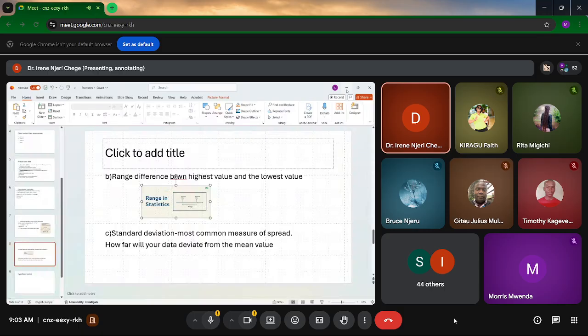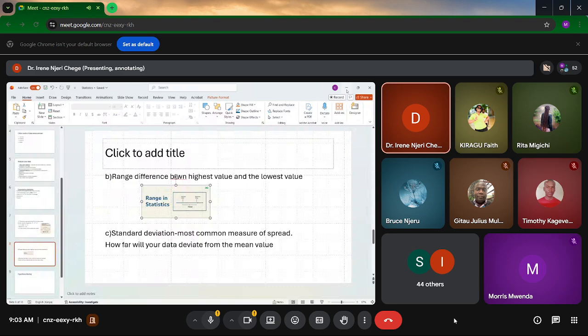Okay. Where x is our, we're saying x is our mean. So how far is our data deviating from the mean? So we're saying standard deviation is one of the most common measures of spread. It's how far your data deviates from the mean. Okay, so that is a measure of dispersion, and so is variance.